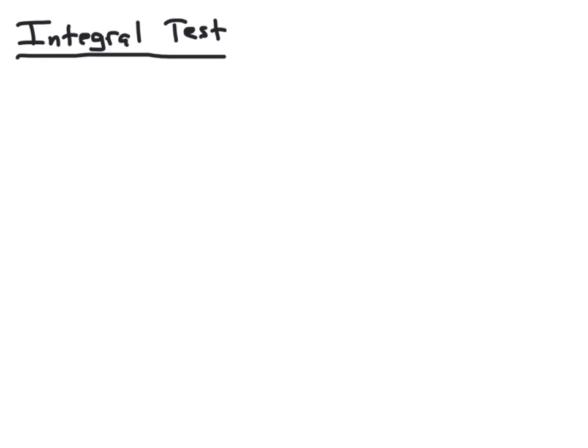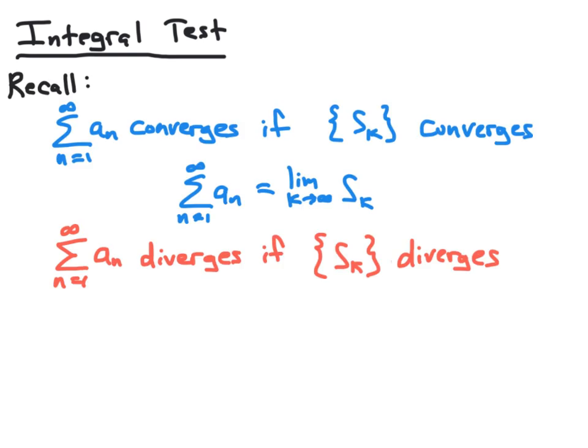In this video, we're going to discuss the basic ideas that lie behind the integral test for series. Recall that by definition, a series will converge if the sequence of partial sums for that series also converges as a sequence. In that case, the sum of the series is equal to the limit of the sequence of partial sums. Also by definition, we say that a series diverges if the sequence of partial sums diverges as a sequence.